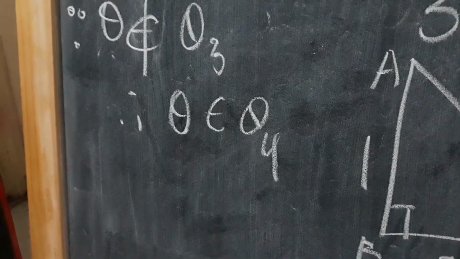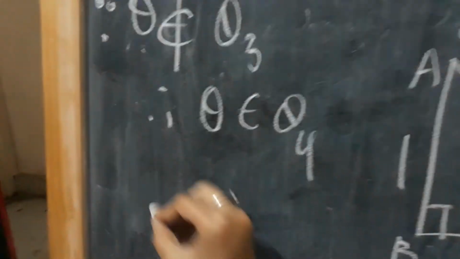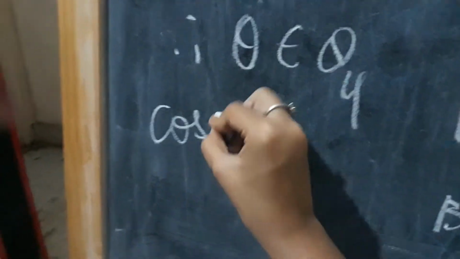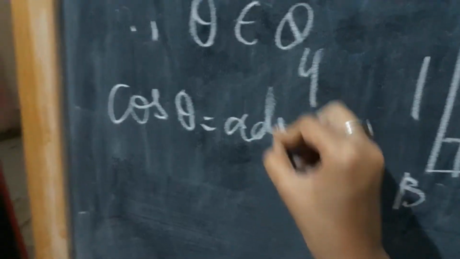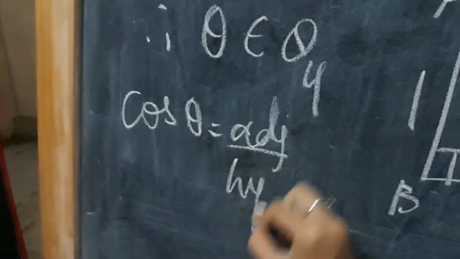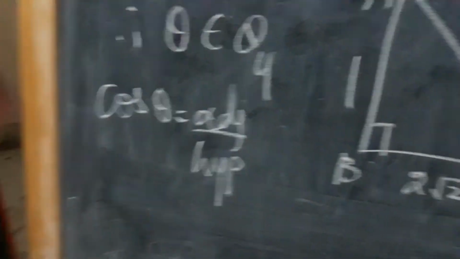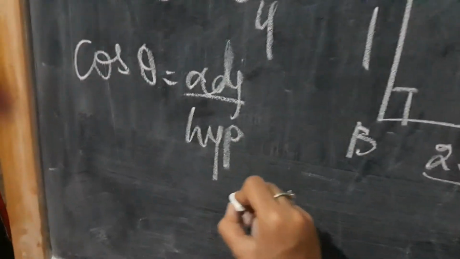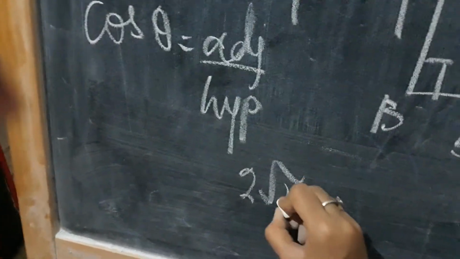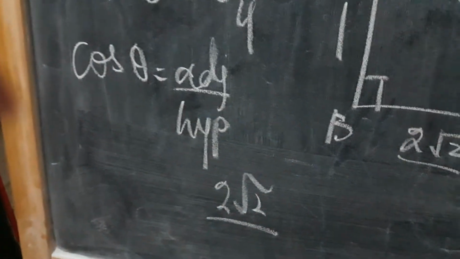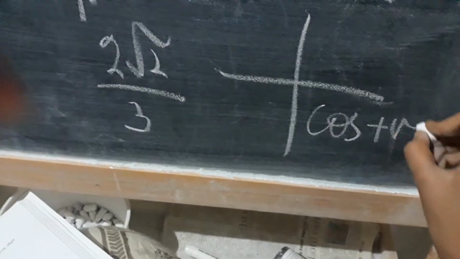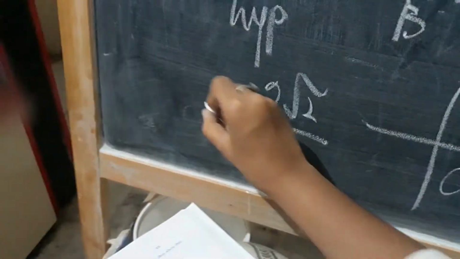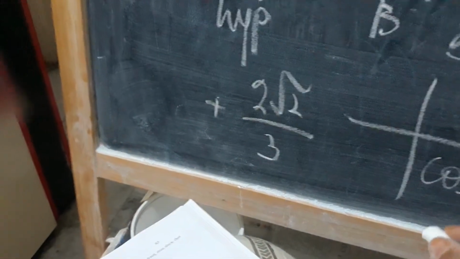Now what do you need to find in the question? They are asking you to find cos theta. Cos theta is nothing but adjacent by hypotenuse. What is adjacent? 2 root 2. What is hypotenuse? 3. But in quadrant 4 cos is positive, therefore it is plus 2 root 2 by 3.